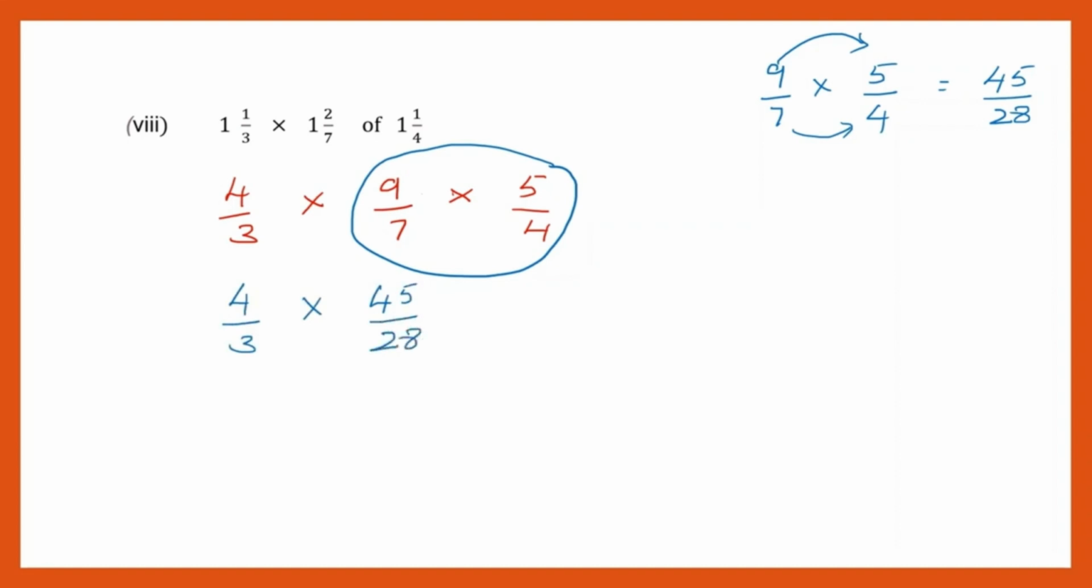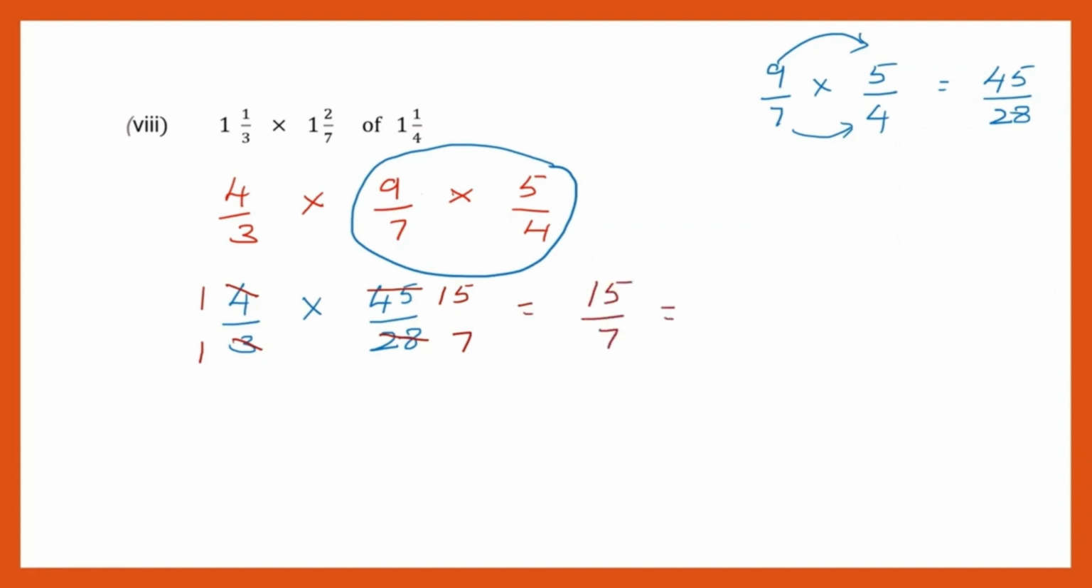This is something that we can cancel here. We can cancel 4 and 28. Okay, 4 ones are 4, 4 sevens are 28. We can also cancel 3 and 45. Both these numbers are divisible by 3. 3 ones are 3, 3 15s are 45. Is there anything else that we can cancel? That's it. So we've got 15 by 7.